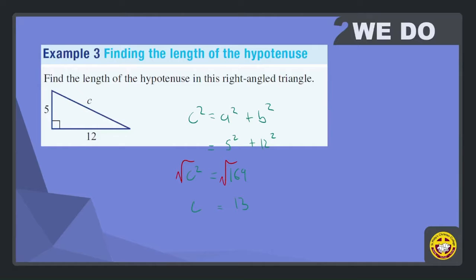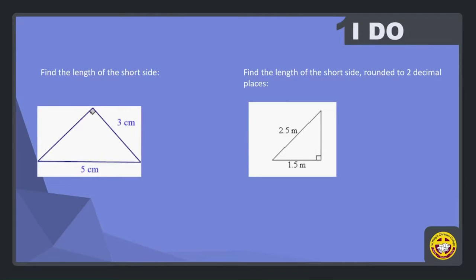Now, when we want to find one of the shorter sides, when we want to find A or B, the process is very similar. We just have to add in one extra step. This time, one of the numbers we know is actually C. So we need to do some algebra here to get A squared by itself. We've subtracted the 3 squared over to the other side.